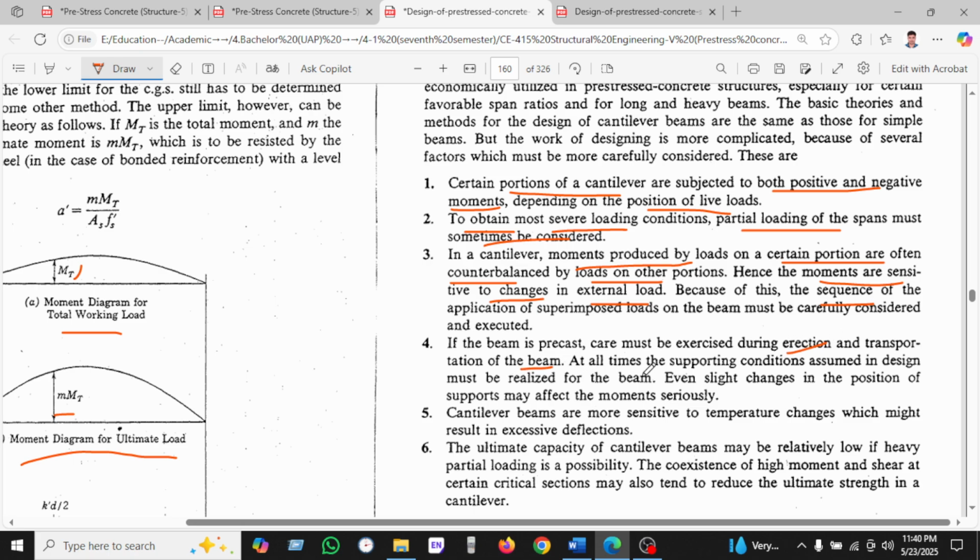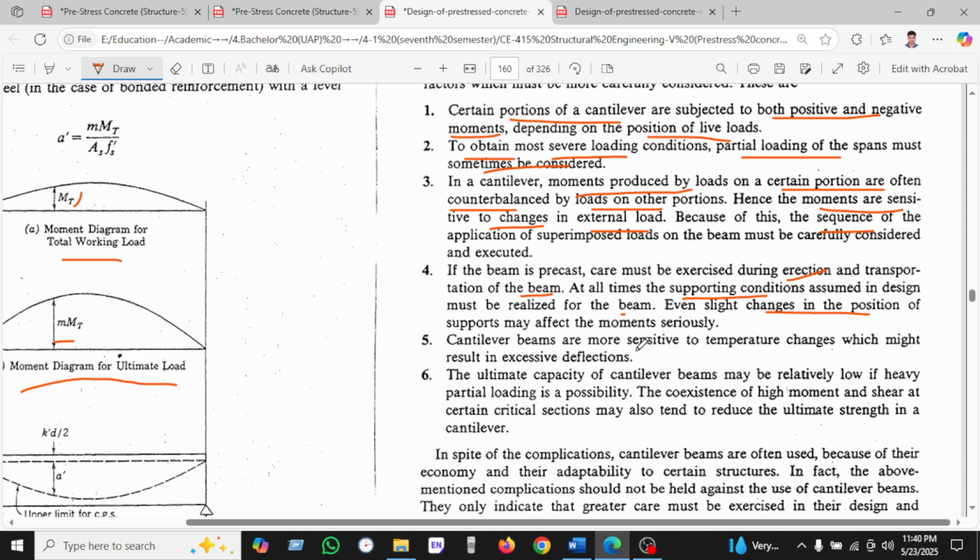At all times the supporting conditions assumed in the design must be realized for the beam, even with a slight change of position. And number five, cantilever beams are often more sensitive to temperature change, which might cause excessive deflection. And the last one is the ultimate capacity. A beam may be relatively lightly or heavily, partially loaded, and the coexistence of high moment and shear at certain critical sections may also tend to reduce the ultimate strength in the cantilever.